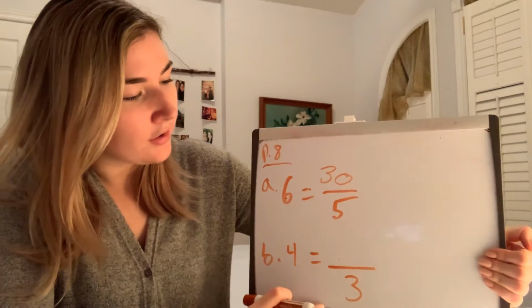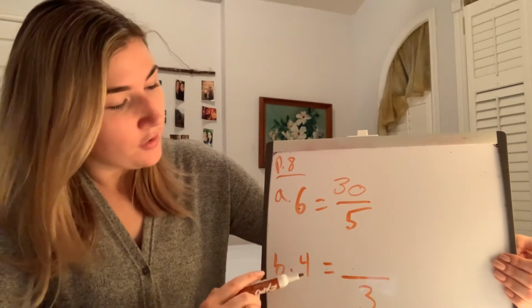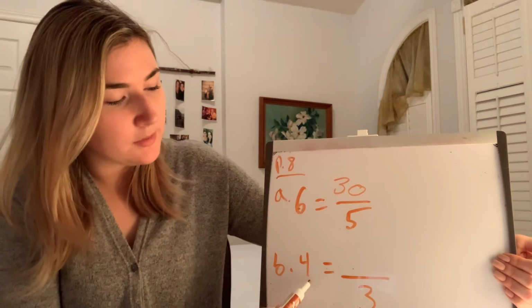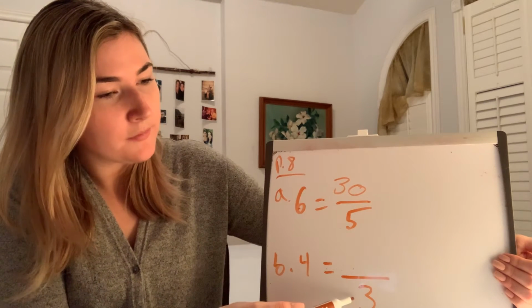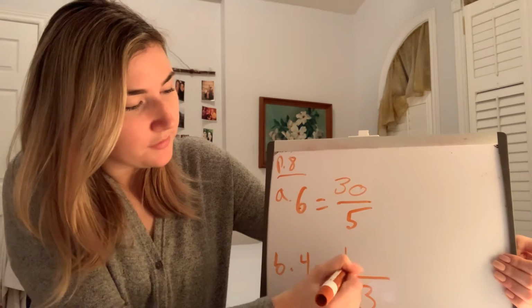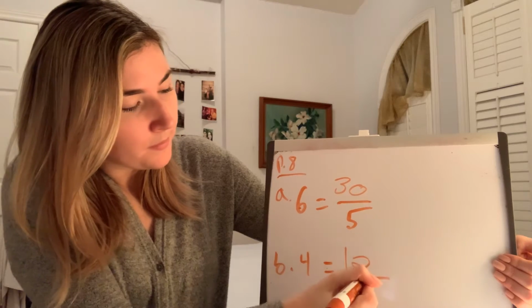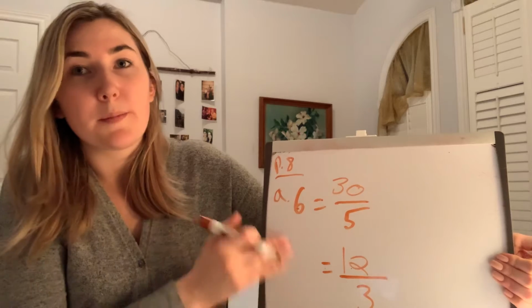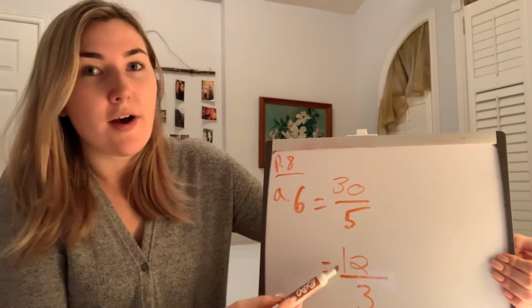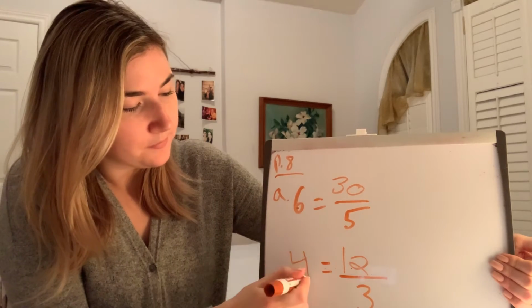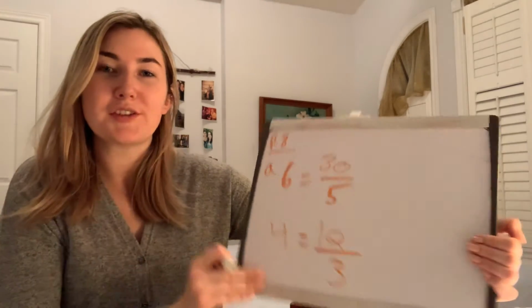And then for our next one, we have 4 equals something over 3. We know we need to multiply our whole number by our bottom number to find out our top. So 4 times 3 equals 12. Now, if you're presented with a question where you're missing your whole number, you'll simply just divide. So we'll have 12 divided by 3 equals 4. Now you can pause this video, finish up part 8, and join me back for part 9.